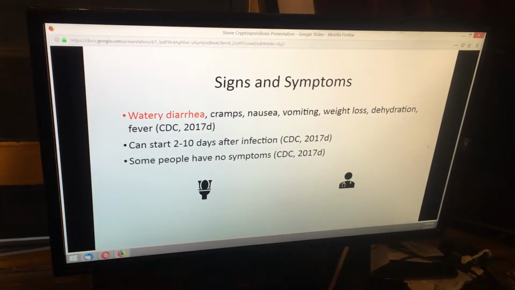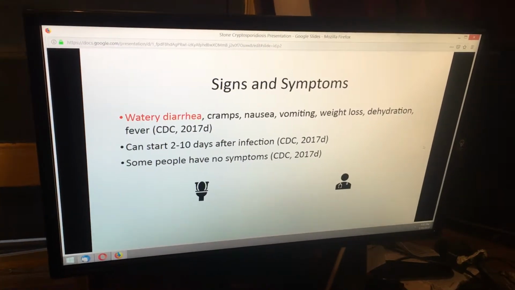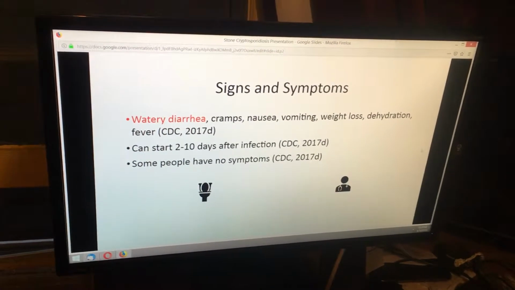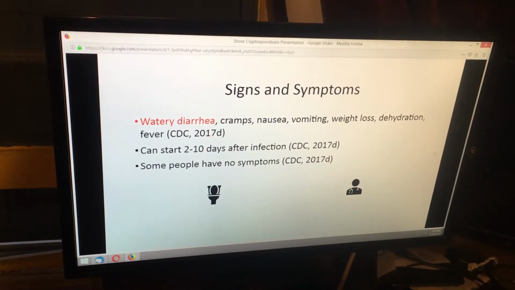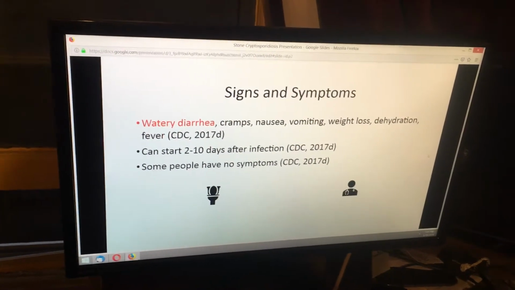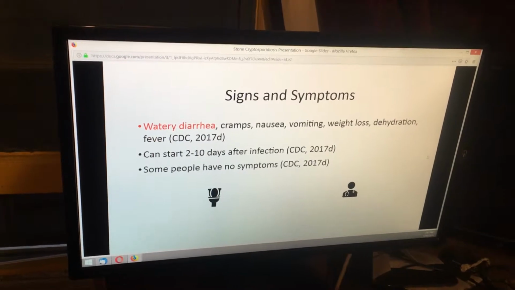Watery diarrhea is the most prevalent symptom of cryptosporidiosis. Other notable symptoms include cramps, nausea, vomiting, weight loss, dehydration, and fever. Some people, however, have no symptoms. If symptoms are going to start, it's generally 2 to 10 days post-infection.